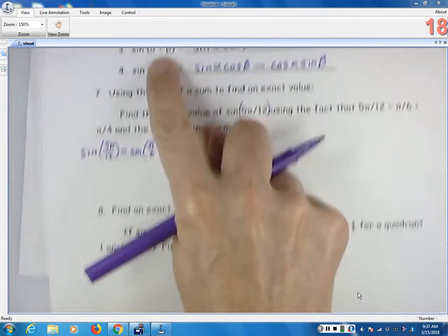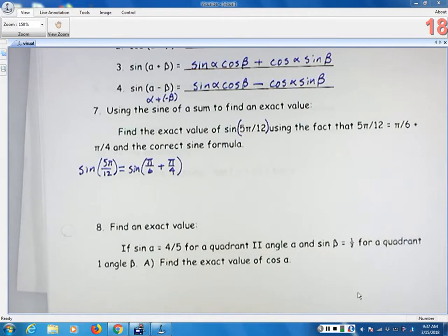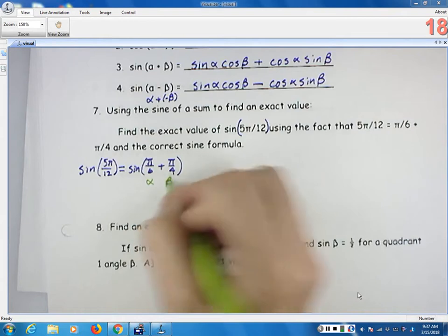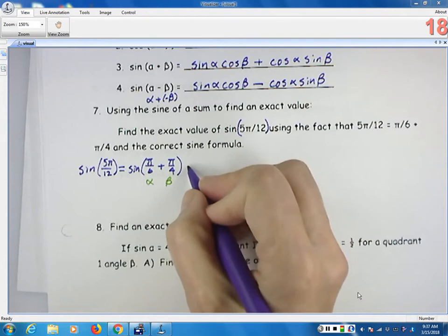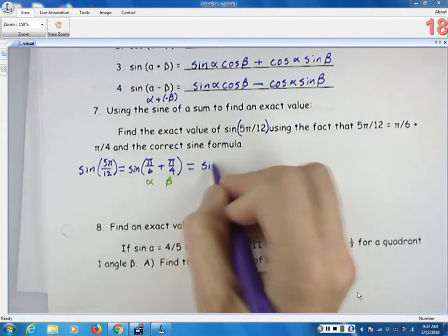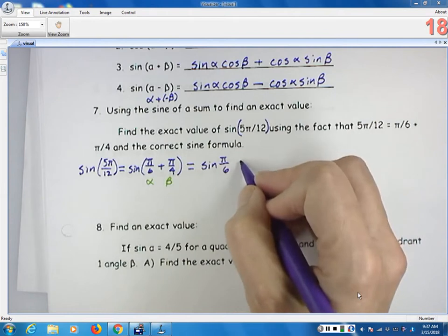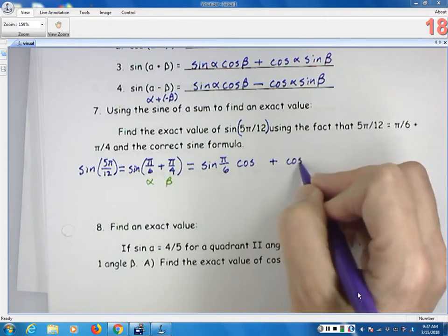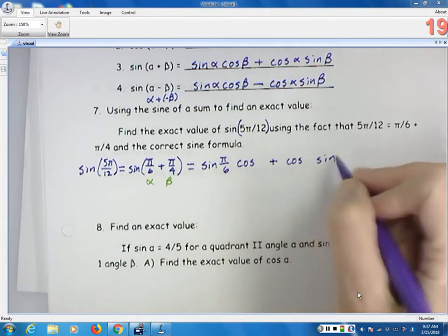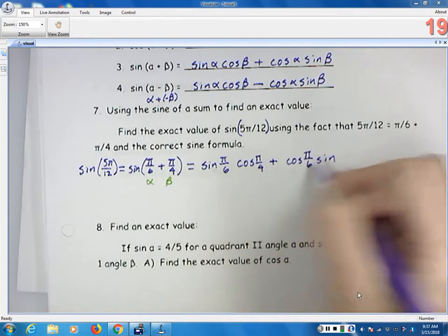That formula up here, let's move it down just a little bit. This is our alpha, this is our beta. So that's going to be sine of our alpha, pi over 6, cosine of pi over 4, plus cosine of pi over 6, sine of pi over 4.